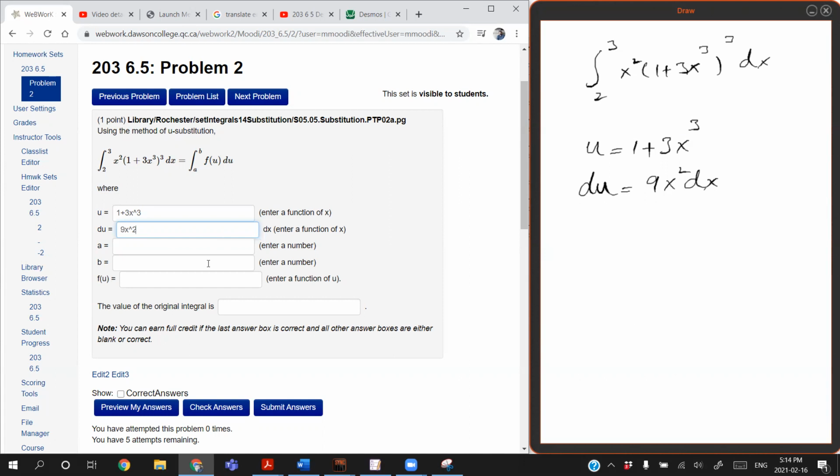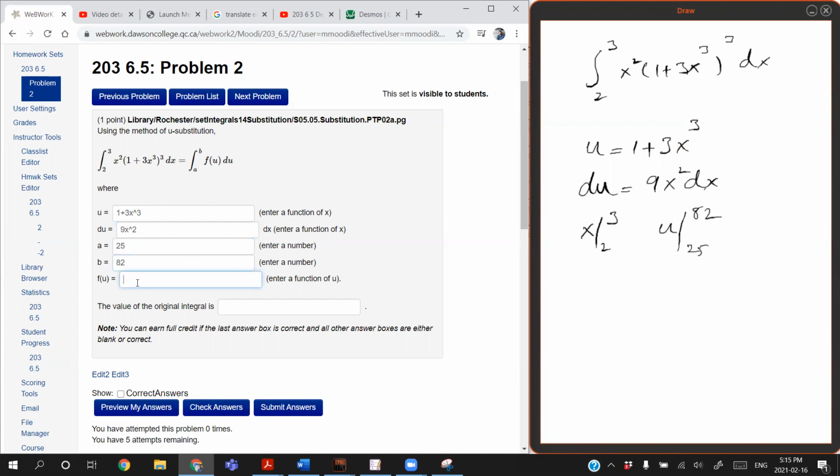Then, since x changes from 2 to 3, u would change from, if I plug in 2 into this, 2 to the power of 3 is 8. 8 times 3 is 24. 24 plus 1 is 25. If I plug in 3 into this, I get 3 to the power of 3, 27. 27 times 3 is 81. 81 plus 1 is 82. So the new bounds are from 25 to 82.